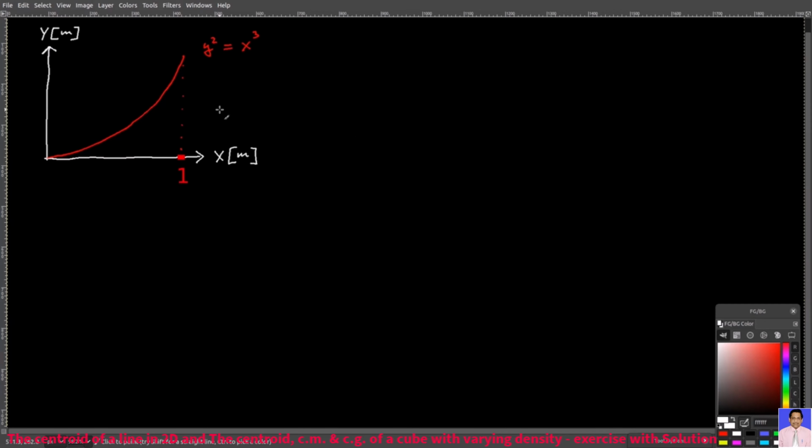Welcome back. I have a function here that produces this line according to y squared equals x cubed. And now, your job is to find the centroid of this line using the x and y coordinates. So now we have to work in 2 dimensions. You have to find x bar c and y bar c.